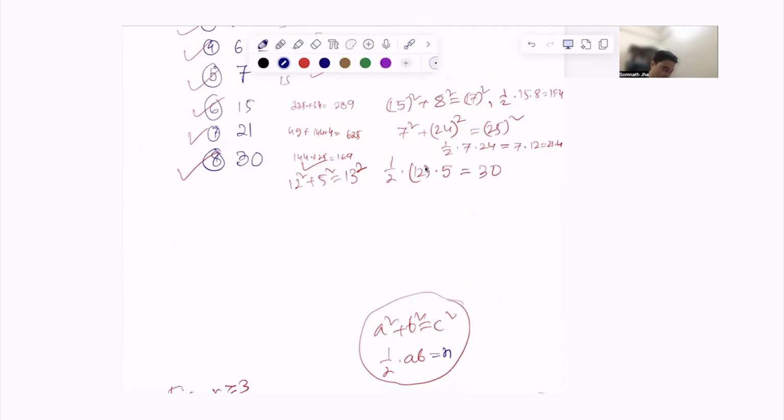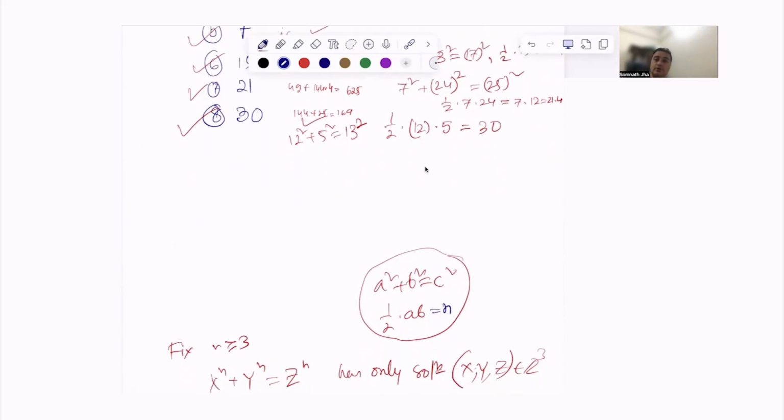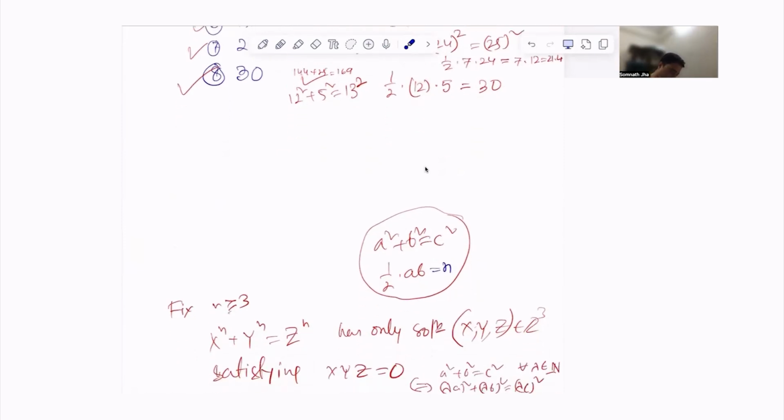Now a square plus b square equals c square is a formalized equation. We have noticed that for n greater than or equal to 3, fix n, then x to the power n plus y to the power n equals z to the power n has only solutions x, y, z in the integers such that the product xyz is 0. But for n equal to 2, a square plus b square equals c square, there are lots of such solutions.